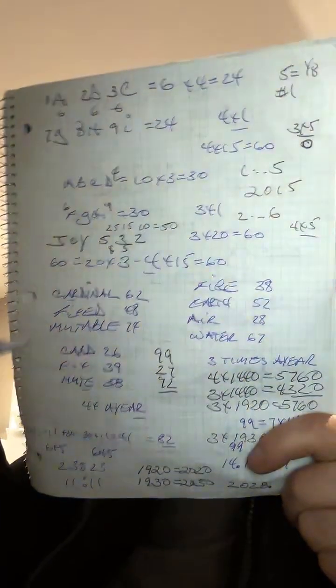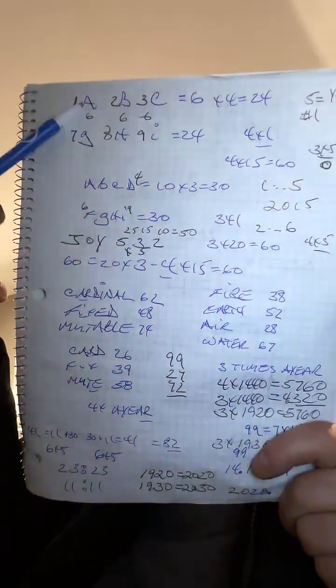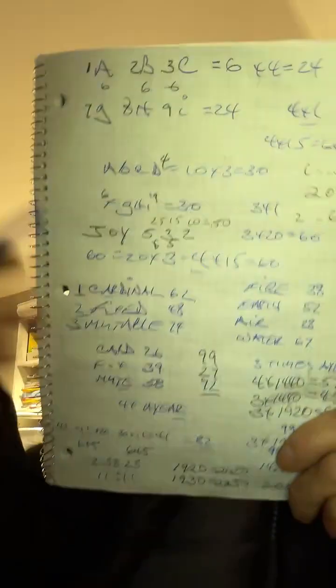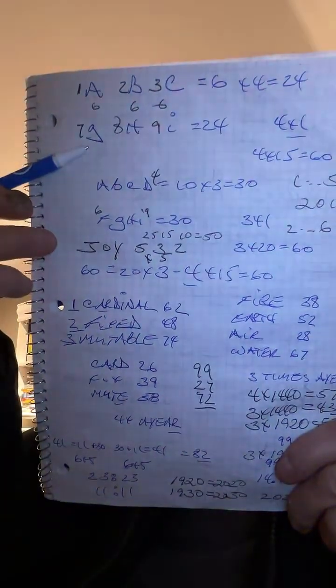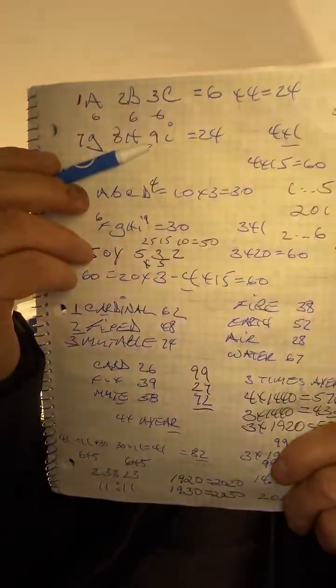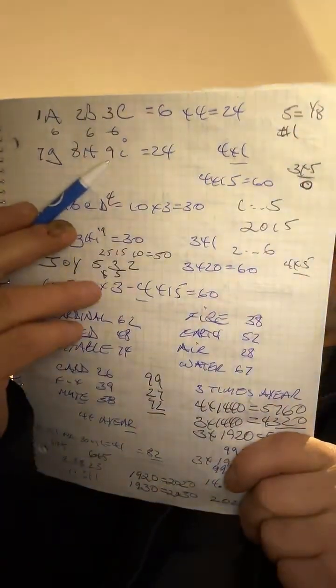Cardinal, mutable, okay. I already have it marked here. So what we have over here between here and here, 1 and 7, right? The cardinal is 1, the mutable is 3, fixed is 2. So, cardinal, cardinal, cardinal, fixed, fixed, mutable, mutable, 6, 6, 6. 4 times the difference between the lower ABC and the upper ABC.